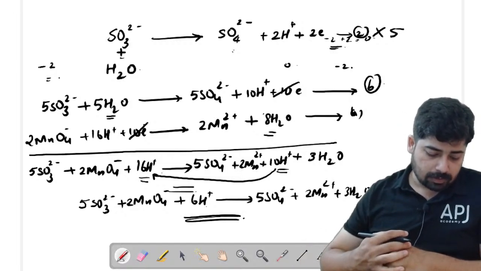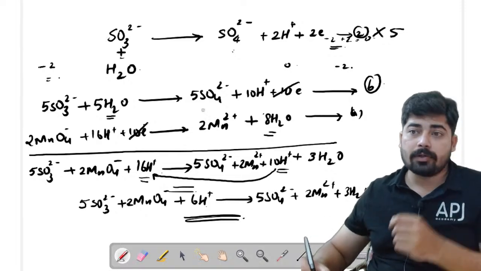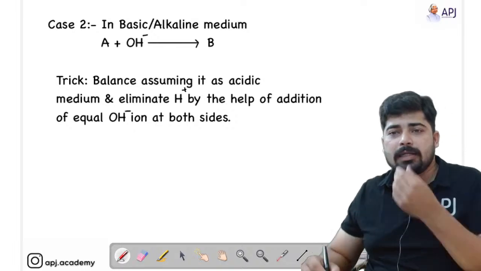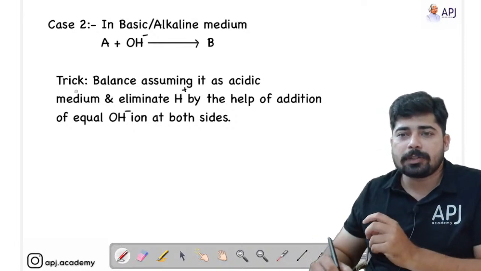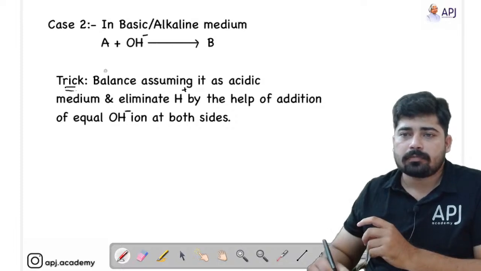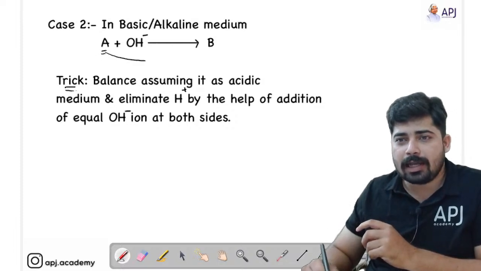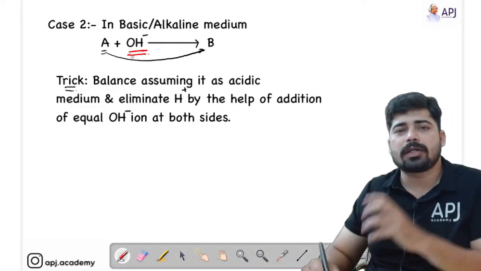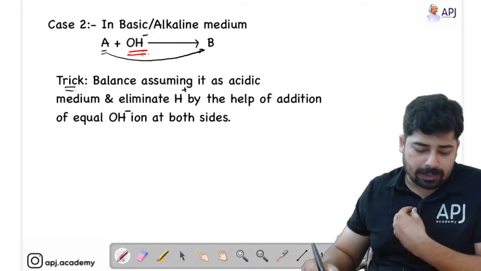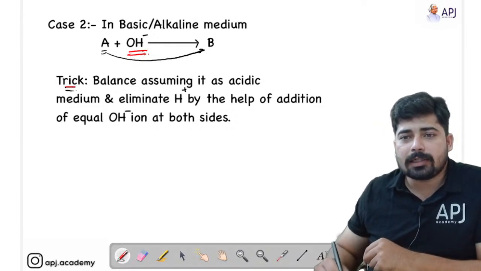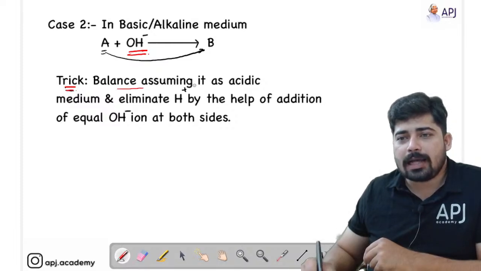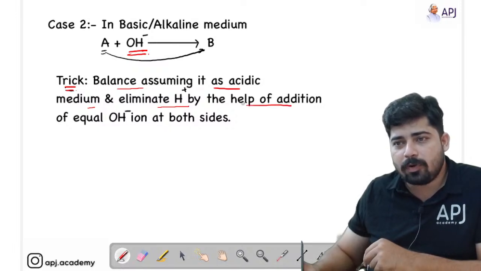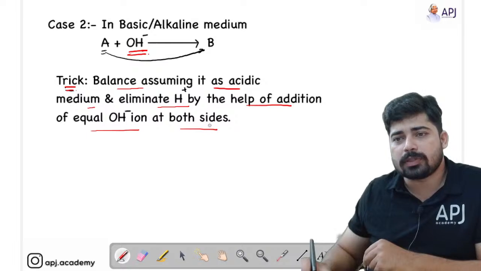Okay, so now we are going to discuss the alkaline medium. In alkaline medium, you can see, what is the trick? I am using a trick to solve it. So in alkaline medium, this is the redox reaction A giving B, and here you can see that we have used OH- in order to indicate that the reaction is taking place in alkaline medium. So here the trick is: balance assuming it as acidic medium and eliminate H+ by the addition of equal OH- at both sides.